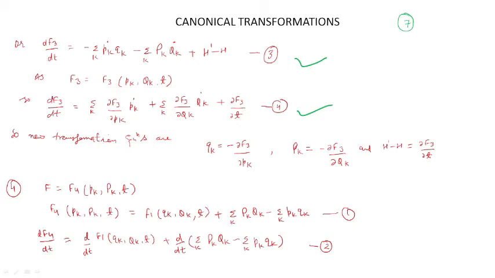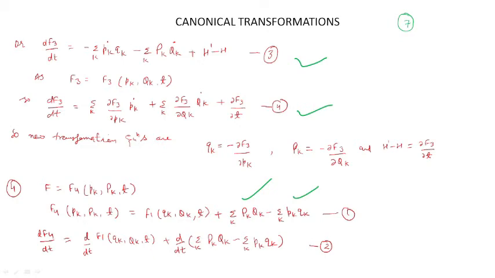Now the fourth transformation is that if the generating function is of the form small pk, capital Pk and t, then we can write F4 of small pk, capital Pk, t is equal to F1 of small qk, capital Qk, small t plus sigma k capital Pk Qk minus sigma k small pk qk. When we use F2, we add one term, and when we use F3, we add the other term. So in the F4 generating function, we add these two terms to F1.